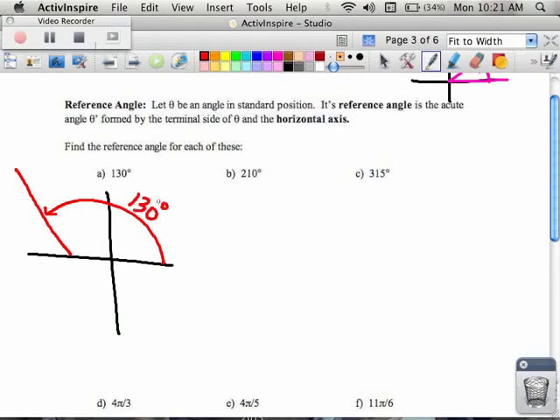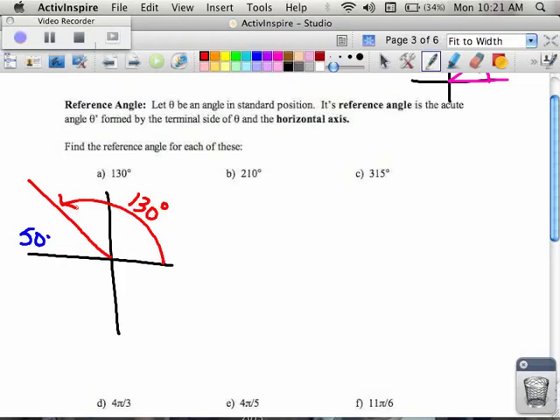If this is my 130 degree angle, how big is the angle between there and the x-axis? This angle right here. 50 degrees is the answer to my reference angle. That is the reference angle. What quadrant was I in for the angle that they gave me? 2. Sorry, this is just bugging me. I was in quadrant 2.